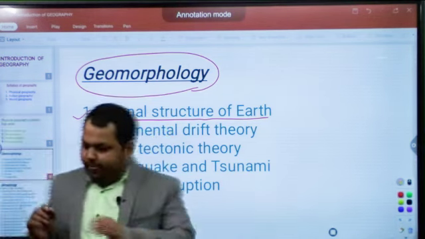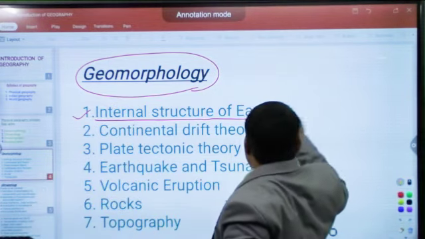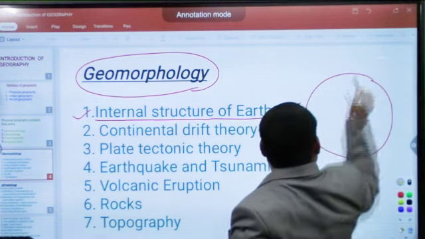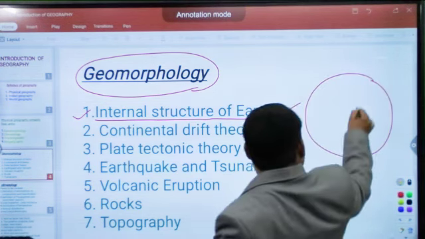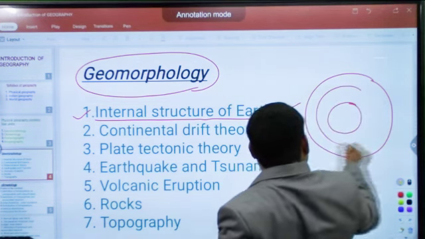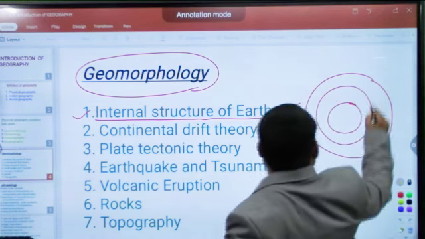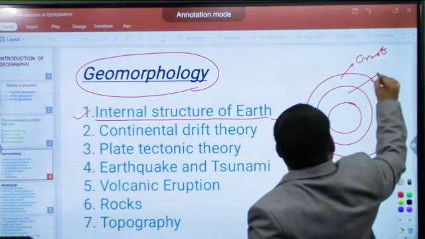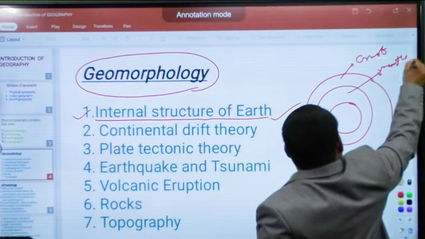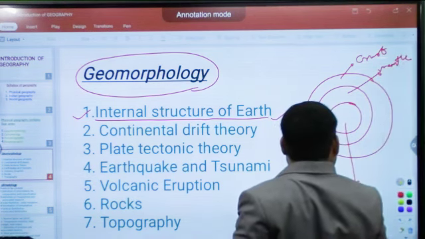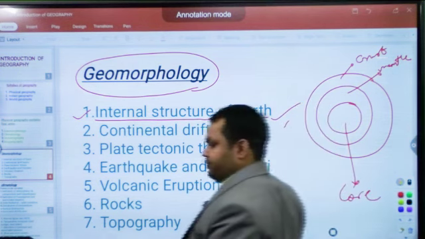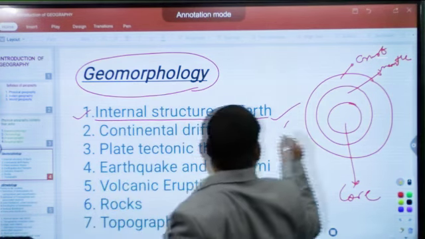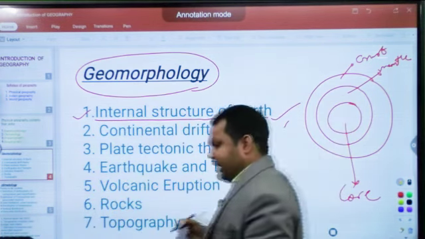In this topic of internal structure of Earth, we will study the three layers of the Earth, three shells of the Earth. One as core, then mantle, and finally crust. Crust, mantle, and core. This classification has been done on the basis of richness of minerals lying at different depths.